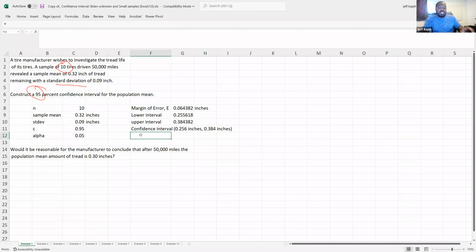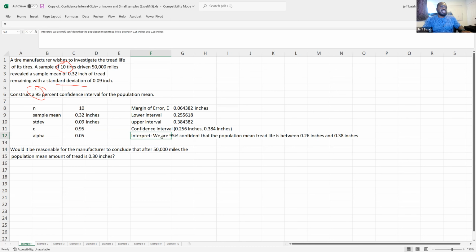So we can interpret this result and say that we are 95% confident that the population mean thread life is between 0.26 inches and 0.38 inches.